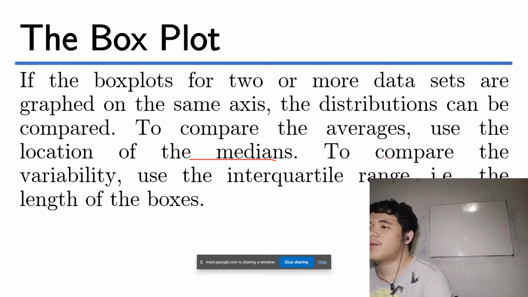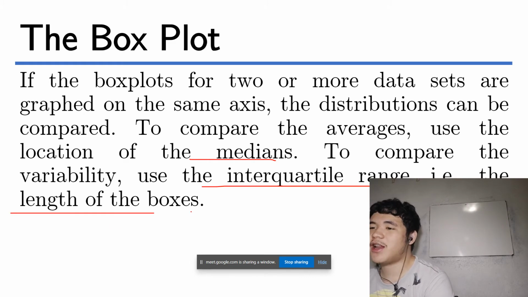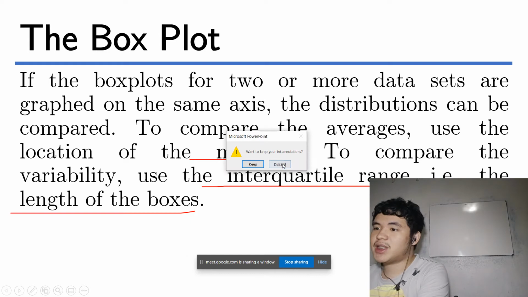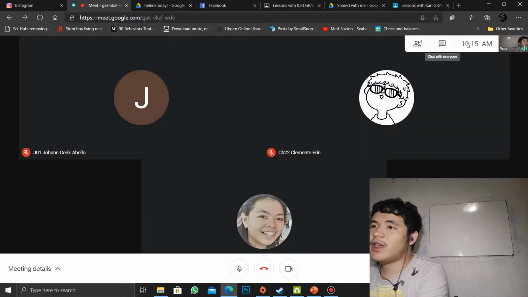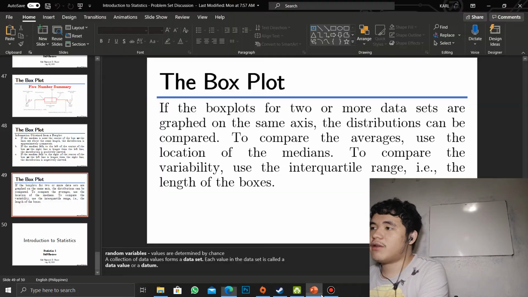Pag nasa more right yung median, mas malaki yung average niya. Then, to compare the variability, compare the interquartile range or yung length ng boxes. Kapag mas malaki yung length ng box sa gitna, ibig sabihin, mas varied yung data natin. Okay? Sige.